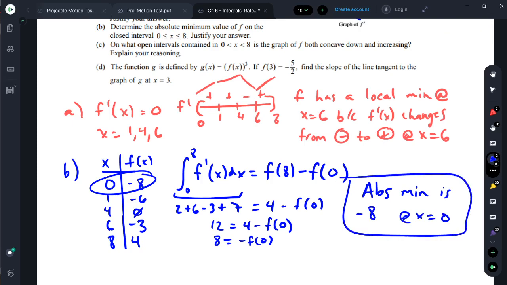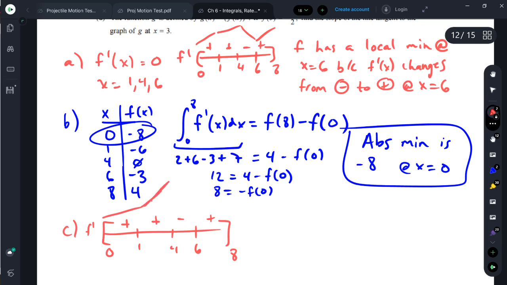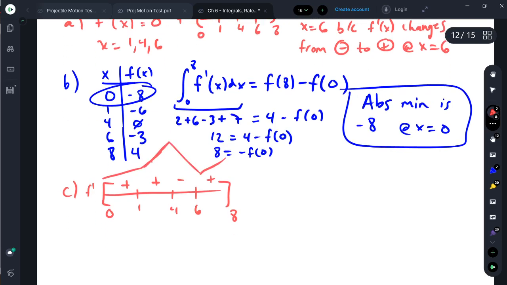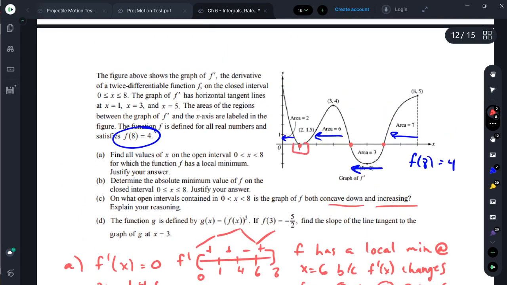All right, C, on what intervals is this graph both concave down and increasing? In this case, I'm going to make a number line for f prime of x. So we had 0, 1, 4, 6, and 8, and we had positive, positive, negative, positive. And then I'm going to make one for f double prime of x. Now, for f double prime of x, where are possible inflection points? That's going to be at any local extrema on f prime. And kind of there, but that's an endpoint, so we're not going to worry about it.